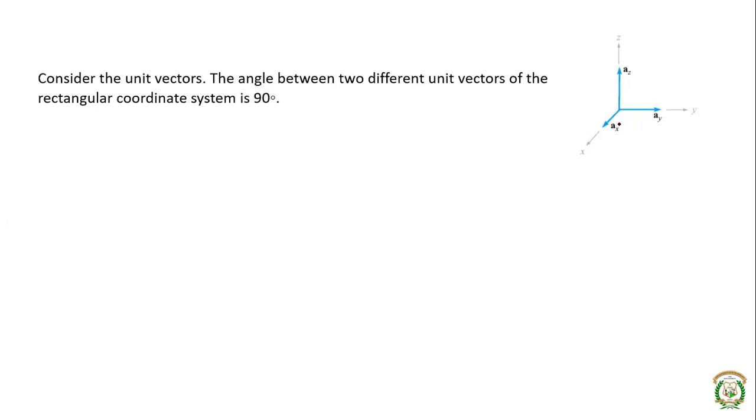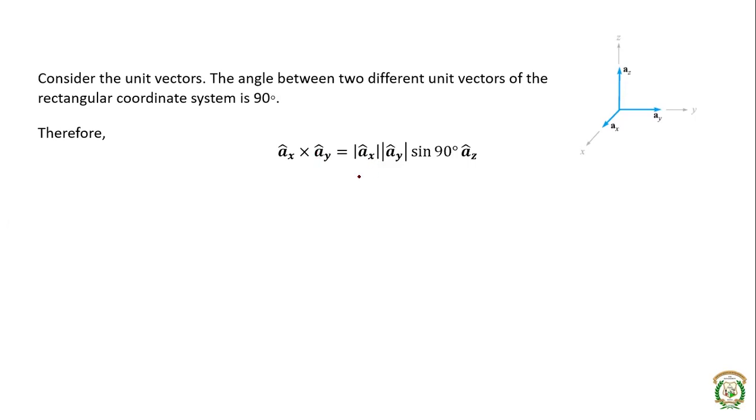We will do the same thing for the cross product. The angle between x and y, ax and ay, is 90 degrees. Similarly, between ay and az it is 90 degrees. Also between ax and az it is 90 degrees. So what is the cross product of two unit vectors, ax cross ay?